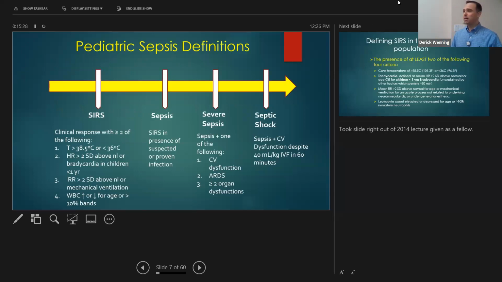So I have been giving pediatric sepsis lectures since I was a fellow in 2014. And despite the fact that it's 2021, I'm still using the same exact slide from 2014. Okay.